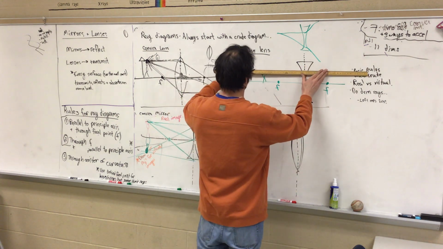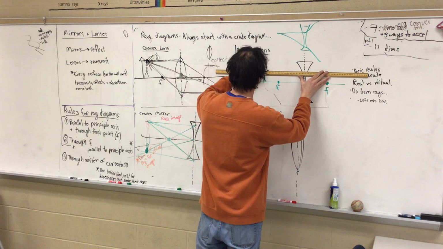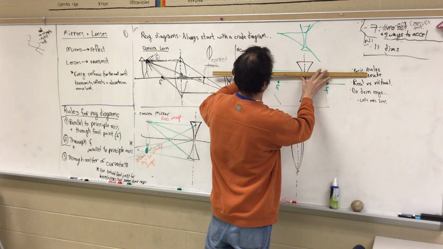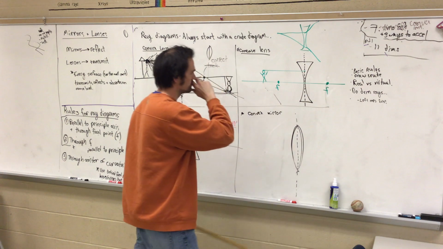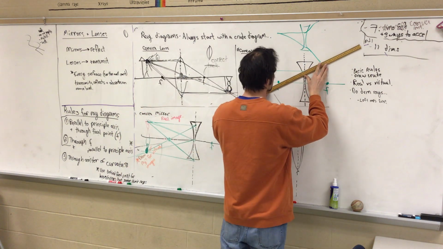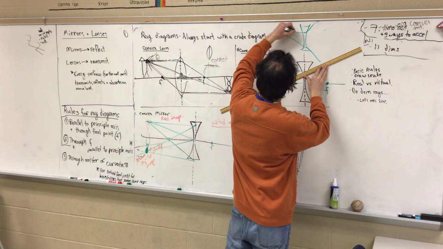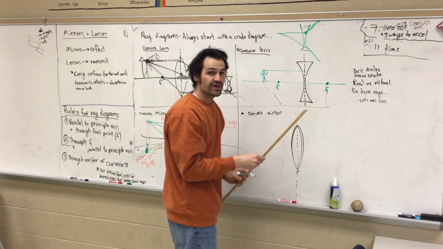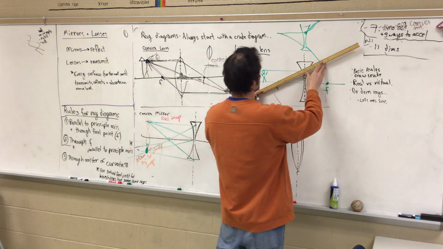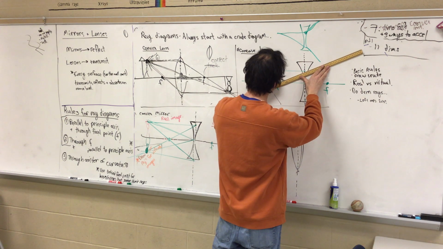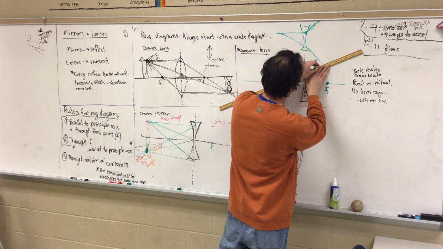Rule number 1: parallel to the principal axis and through the focal point. But wait a minute, this wave is going to scatter. So I know from my crude diagram that it has to go up. To know the angle that it goes up, you need to use your focal point. And again, rule number 1 always uses this leftward focal point.